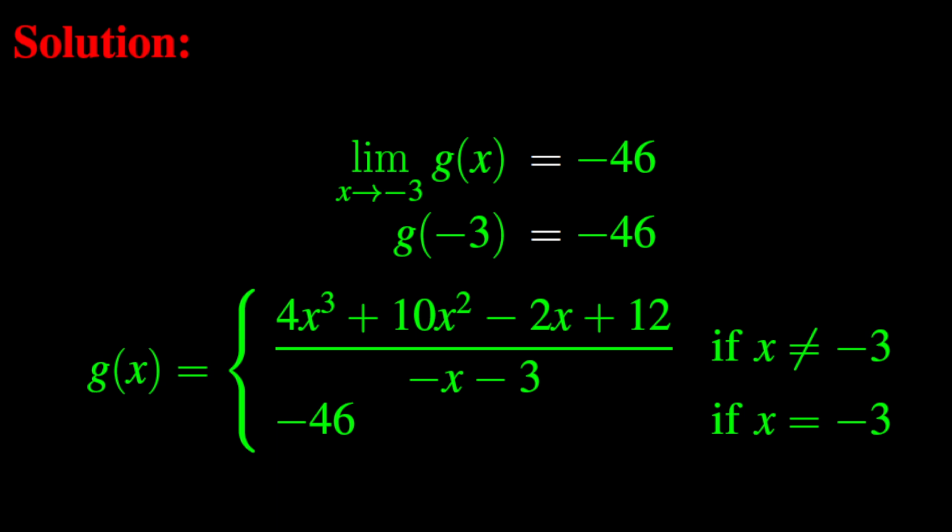The new continuous extension of g is as follows: g of x is 4x cubed, plus 10x squared, minus 2x, plus 12 over negative x minus 3 for x not equal to negative 3, and g of negative 3 is minus 46.